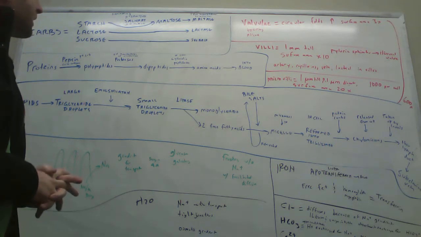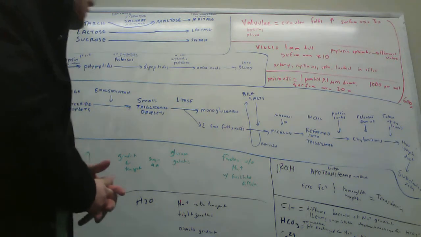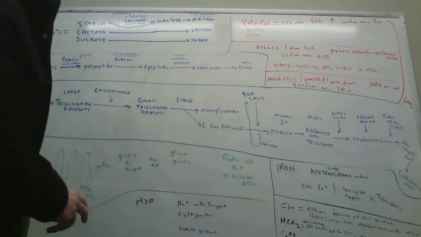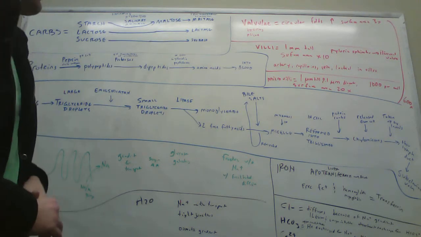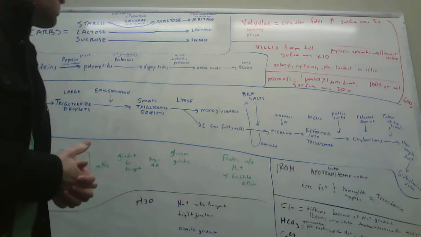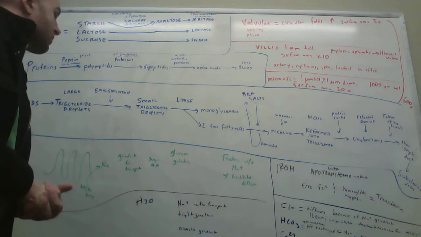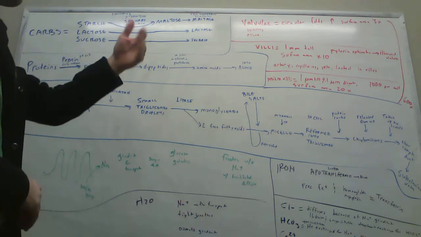I believe it's secretin that causes the release, but I'll double check that. So anyways, starch is broken down into maltose. And then on the cell membranes of the microvilli, there is something called maltase, which breaks down the maltose into more simple sugars. Lactose is broken down by lactase, and sucrose is broken down by sucrase.